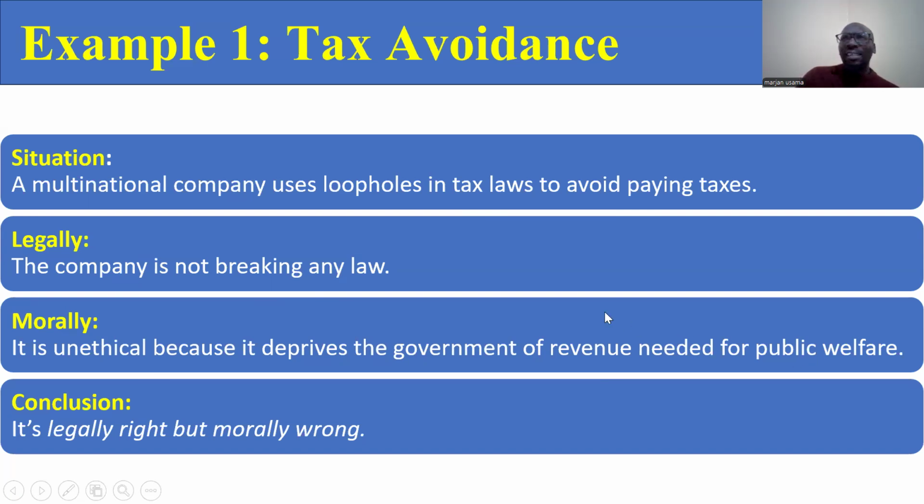What they're basically saying here is that some companies know very well that if their financial statements show a lot of profit, then they will have to pay a lot of tax to the government. So some organizations will manipulate the financial statement to show that they did not get a lot of profit. They are not breaking any law, but it is unethical, because they are depriving the government of a lot of taxes, which can be used to develop the country. So it's legally right, but morally wrong.